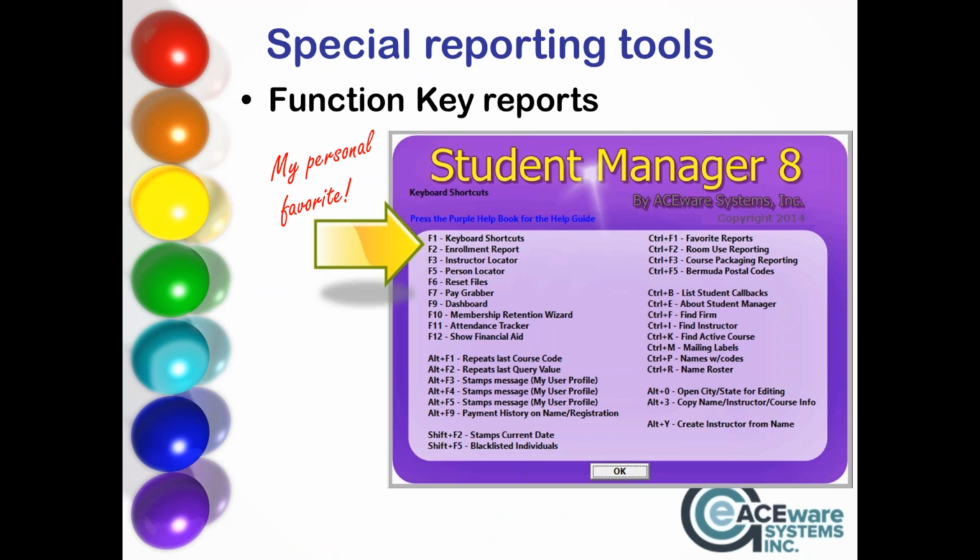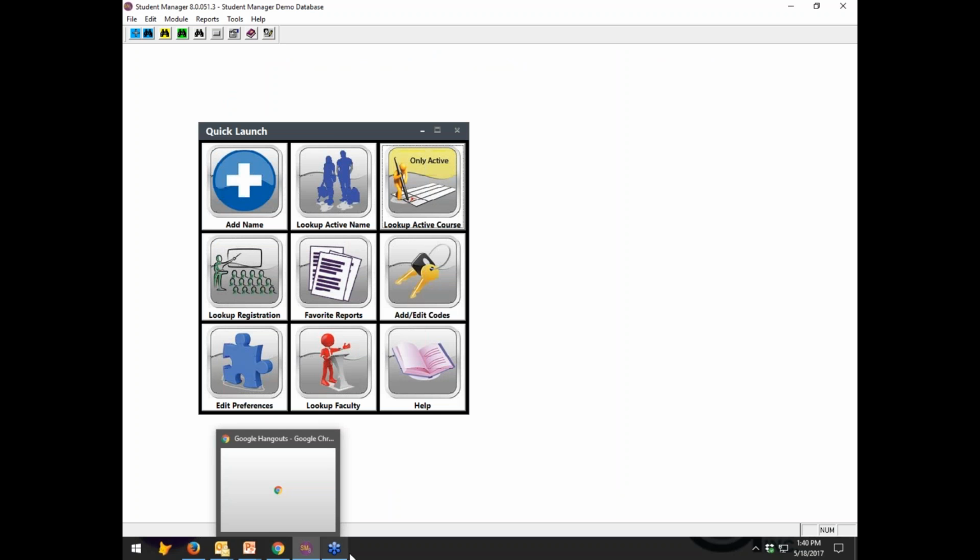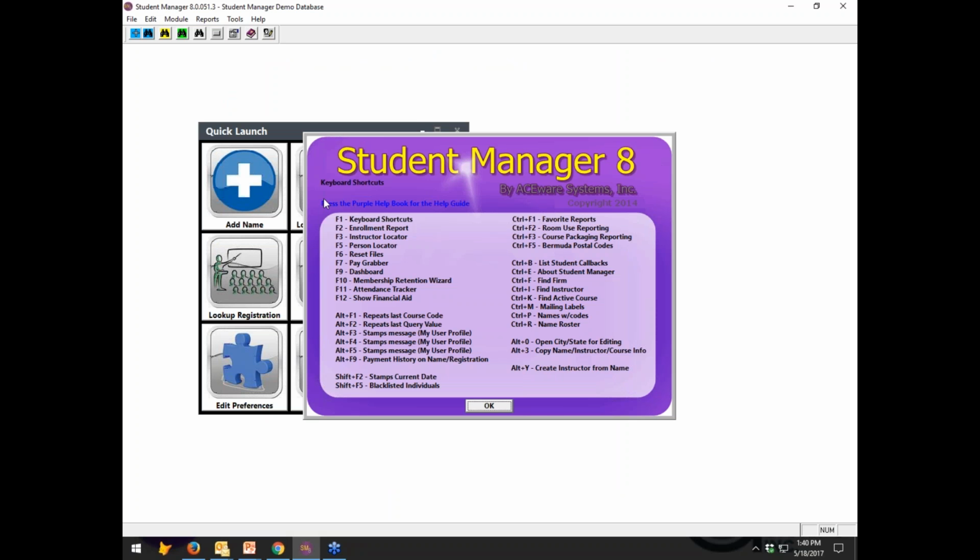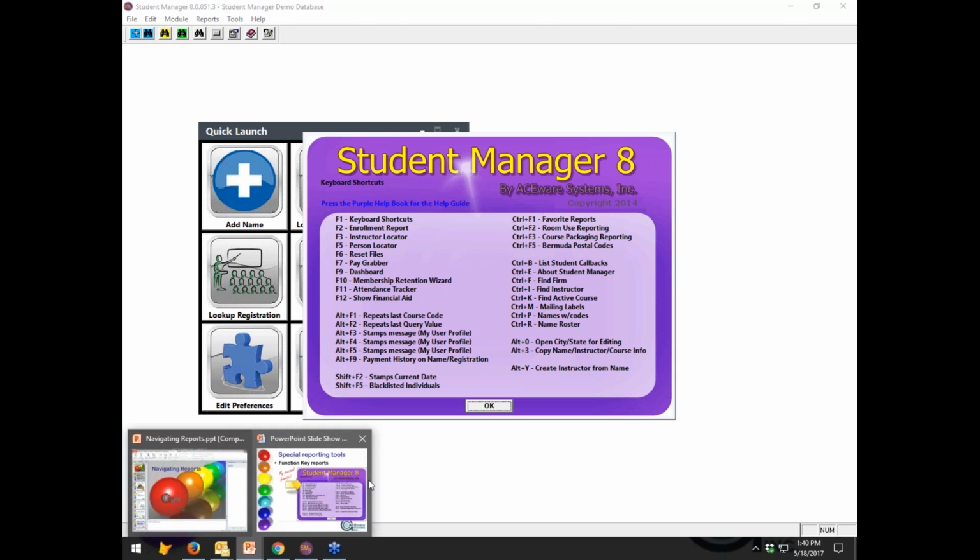Good enough. All right. Special reporting tools, function keys. Again, one key wonders. And the place to get to those is by just pressing the F1 key. So from the Student Manager screen, if you just press the F1 key, it'll give you the little shortcut cheat sheet. So you can see F2 enrollment report, F3 instructor, person, pay grabber, dashboard. So we'll kind of go through those.